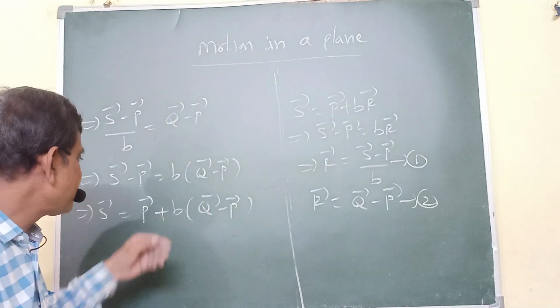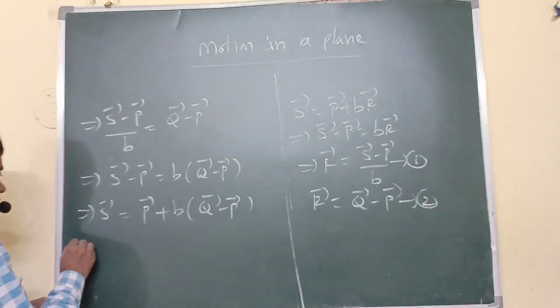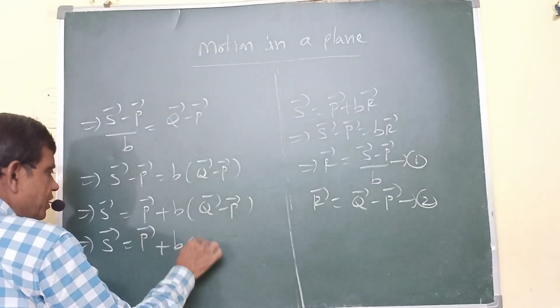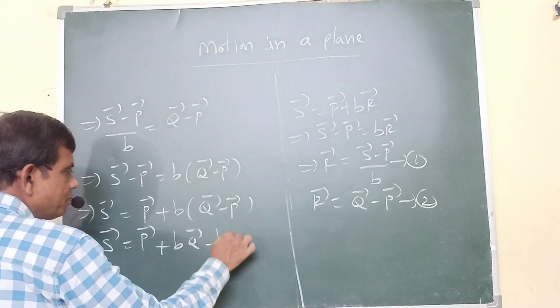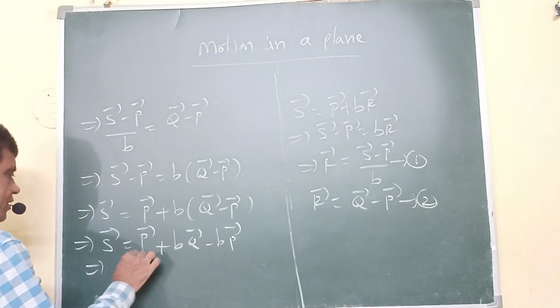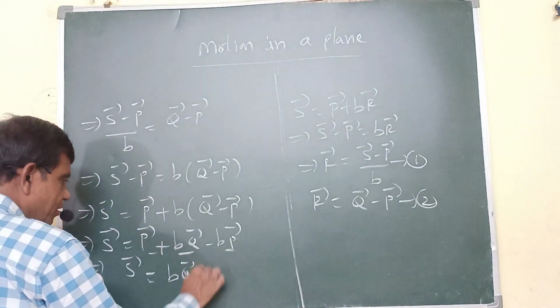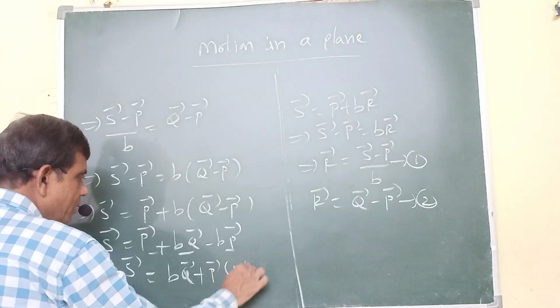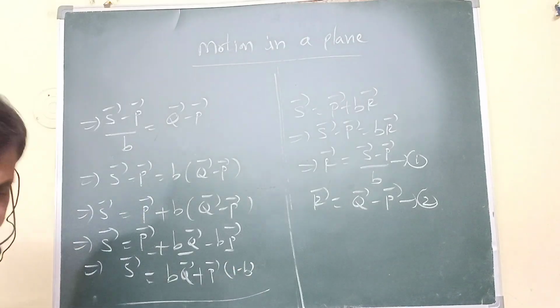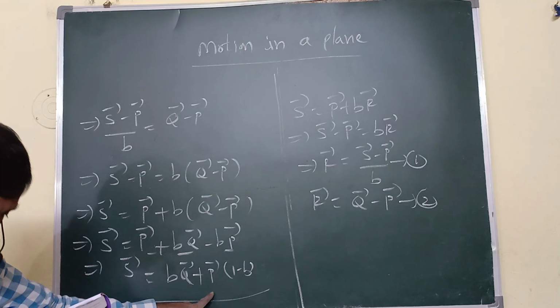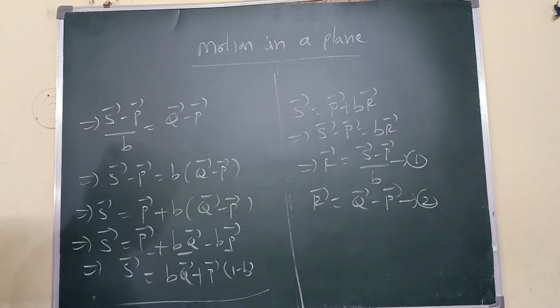But he had taken some P common. So for that purpose, now I am taking S equals P plus BQ minus B into P. So finally S equals, here I am writing BQ, here I am taking P common. Now what I am getting? 1 minus B. This relation he had given. S equals 1 minus B into P plus BQ. This is the relation given. So in this way, by applying addition of vector concept, we are completing this problem.